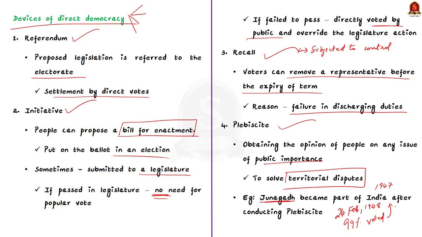These are all the four devices of direct democracy. Through this discussion, we came to know about the important difference between direct and indirect democracies and also about the four devices of direct democracy. With this, let's move on to the next article discussion.